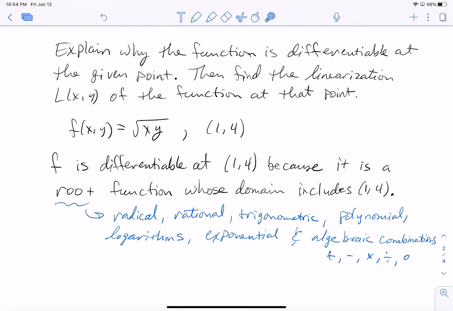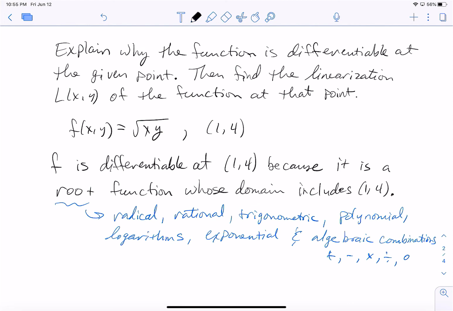That is, if you add, subtract, multiply, or divide them, or compose them, they are all differentiable on their domains. That on their domains bit is important because trigonometric functions aren't always differentiable because they're not always defined, right? Like the tangent of pi over 2. But pi over 2 isn't in the domain of the tangent function, right? This is why I said f is differentiable at (1, 4) because it's a root function, I didn't just leave it at that, whose domain includes (1, 4). That's going to be good enough for us.